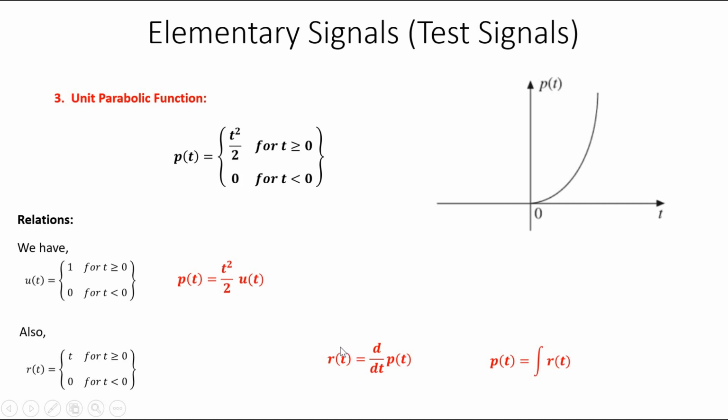But we have the relation u of t is equal to d by dt of r of t. So using these two, we can obtain u of t is equal to d square by dt square of p of t. Reversing, we can take p of t as equal to the double integral of u of t. So these are the relations with the parabolic function.